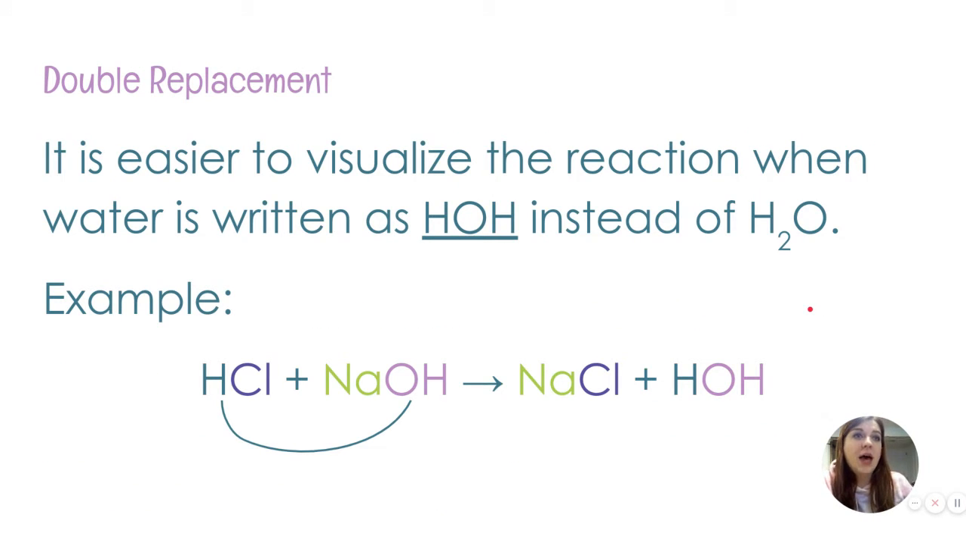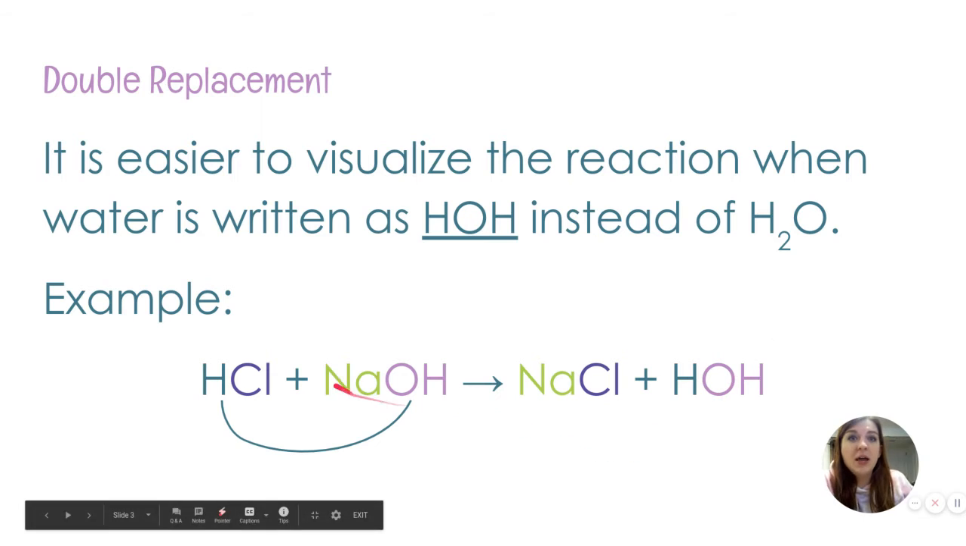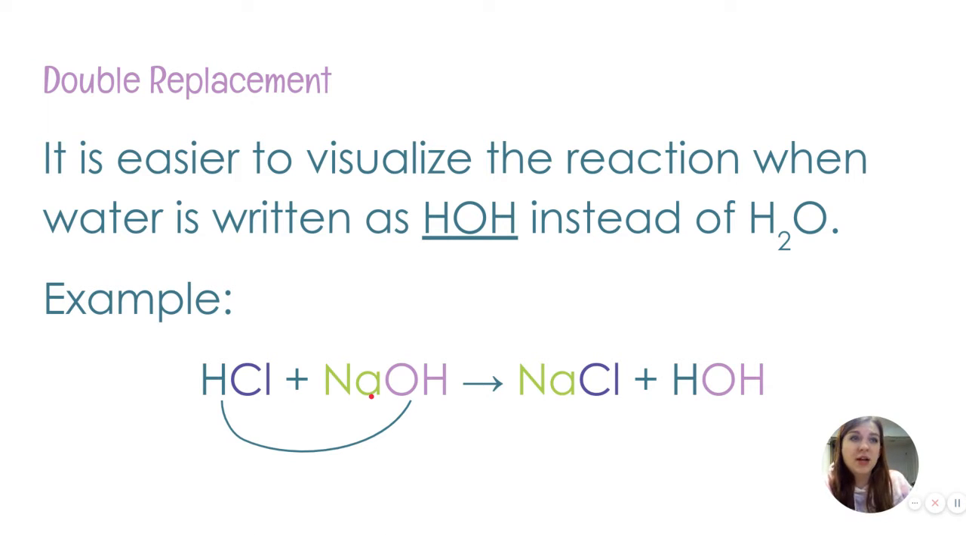If we look at this reaction in particular, I am mixing hydrochloric acid with sodium hydroxide. When I write neutralization reactions, I like to rewrite water as HOH. It just helps me to see the double replacement a little bit better. So here we have this hydrogen from the hydrochloric acid. It's going to have a double replacement with the hydroxide.